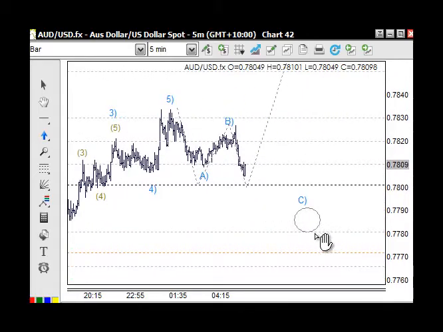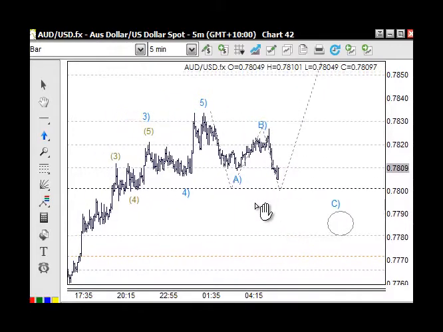It can pull back to the 50-60% here, which is the 77.80 here. There is good support at 78, and normally wave C would equal wave A here.